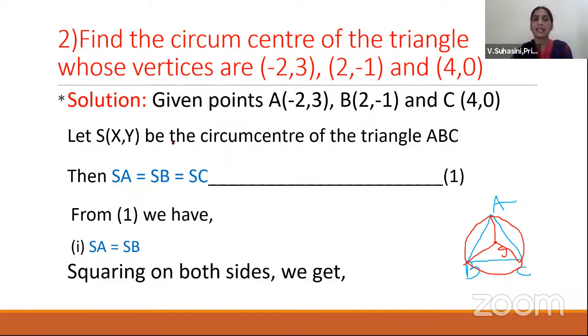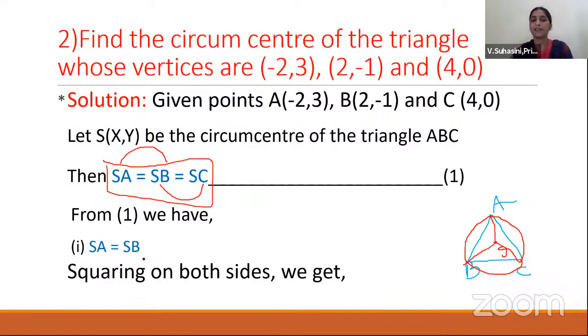Let us take S(x, y) to be the circumcenter of the triangle ABC. When it is the circumcenter of the triangle ABC, it follows SA is equal to SB is equal to SC. It's the main important point to be noted. All the three distances are equal. Equal to what? Equal to the radius. From which we shall get SA is equal to SB and also SB is equal to SC.